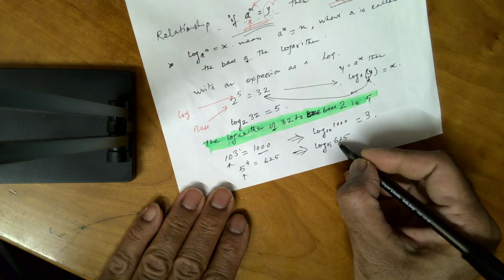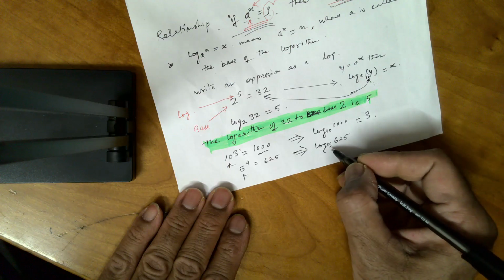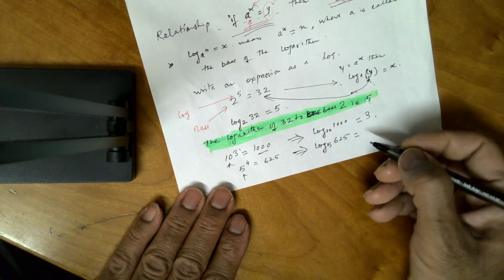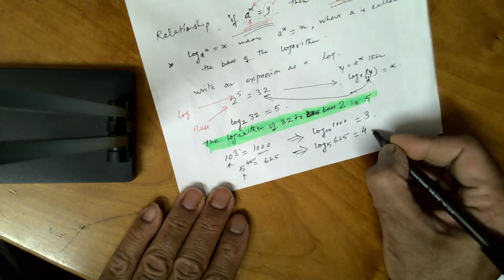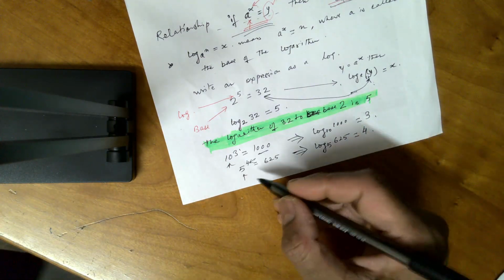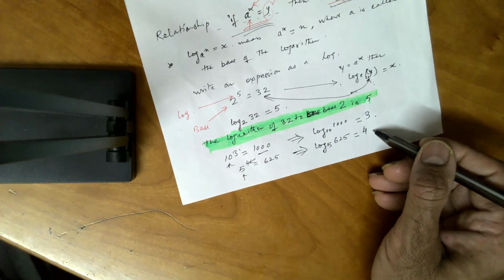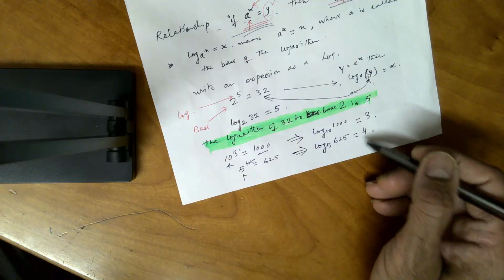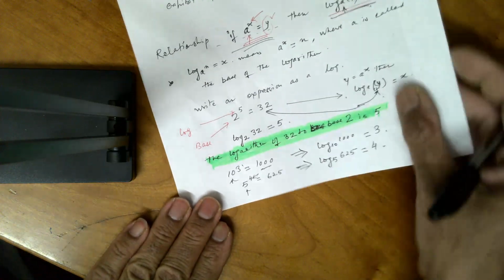Then you got 625. So logarithm of 625 to the base 5 is equal to, what is that? 4. Okay, so that's 4. So what your exponent was here, that is your 4 here. Okay, so this is how you will write your logarithm expression. Okay, now let's move to the next bit here.